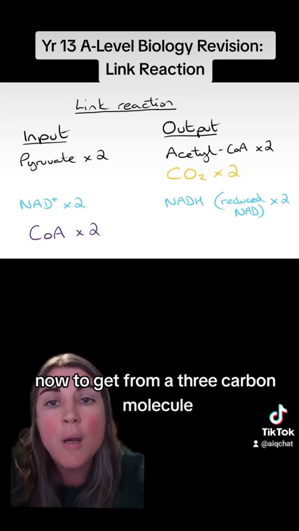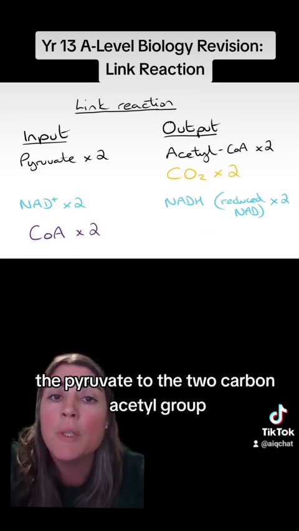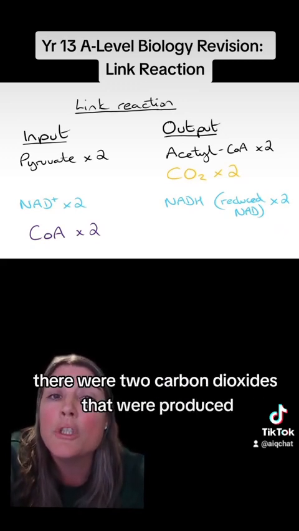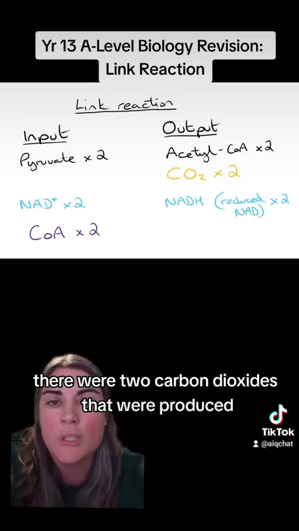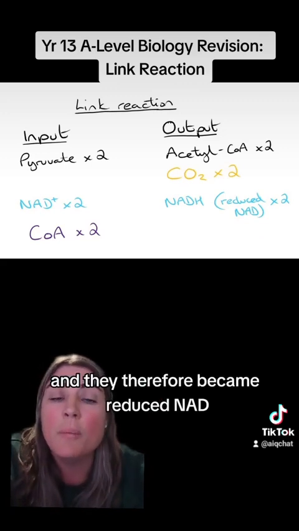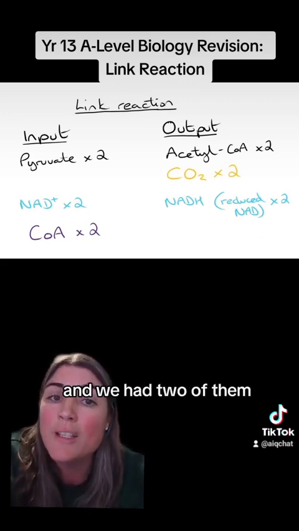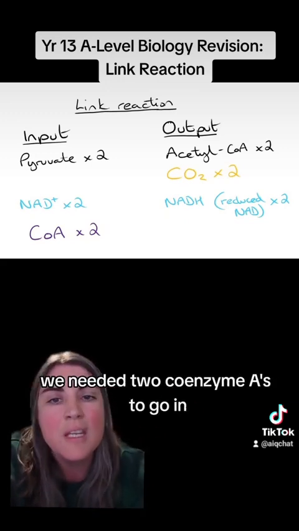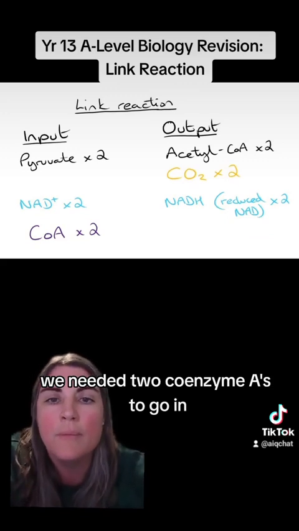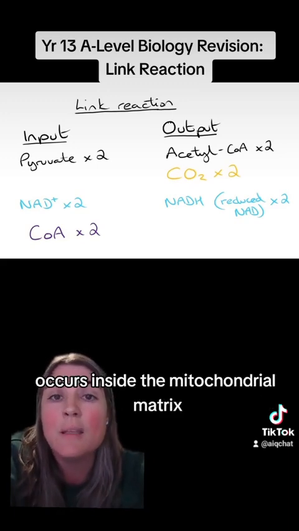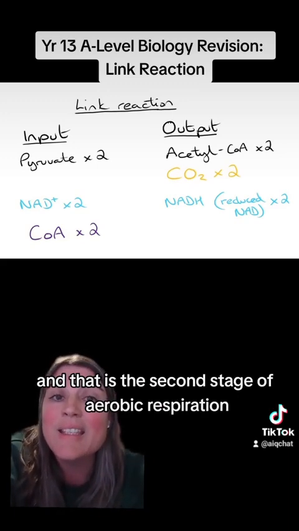Now, to get from a 3-carbon molecule, the pyruvate, to the 2-carbon acetyl group, we needed to decarboxylate, and therefore 2 carbon dioxides were produced. We needed 2 NAD plus to go in, and they therefore became reduced NAD, and we had 2 of them. And obviously, because we end up with acetyl coenzyme A, we needed 2 coenzyme As to go in. So it's really important to remember that the link reaction occurs inside the mitochondrial matrix, and that it is the second stage of aerobic respiration.